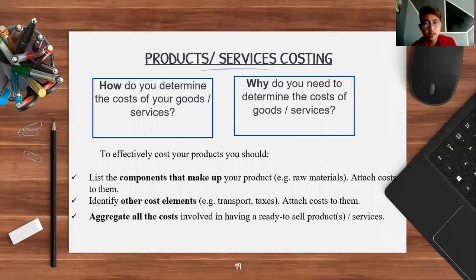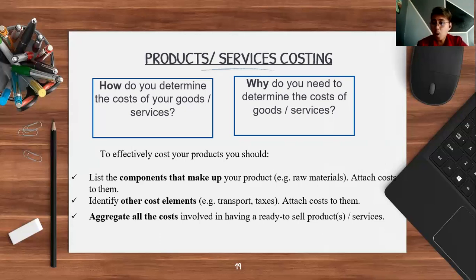So how do we cost the product and service that we have in our business? So how do you determine the cost of your goods or service? Paano ka magbibigay ng presyo para sa produkto at serbisyo mo? So ano yung mga ginagawa mo or way mo sa pag-put ng price ng product and services? Why do you need to determine the cost of goods and services? Bakit mo kailangan? Ano ba yung connection ng pag-costing natin ng produkto at serbisyo sa negosyo mo? Ano nga ba? So to effectively cost your product, you should first list the components that make up your product.